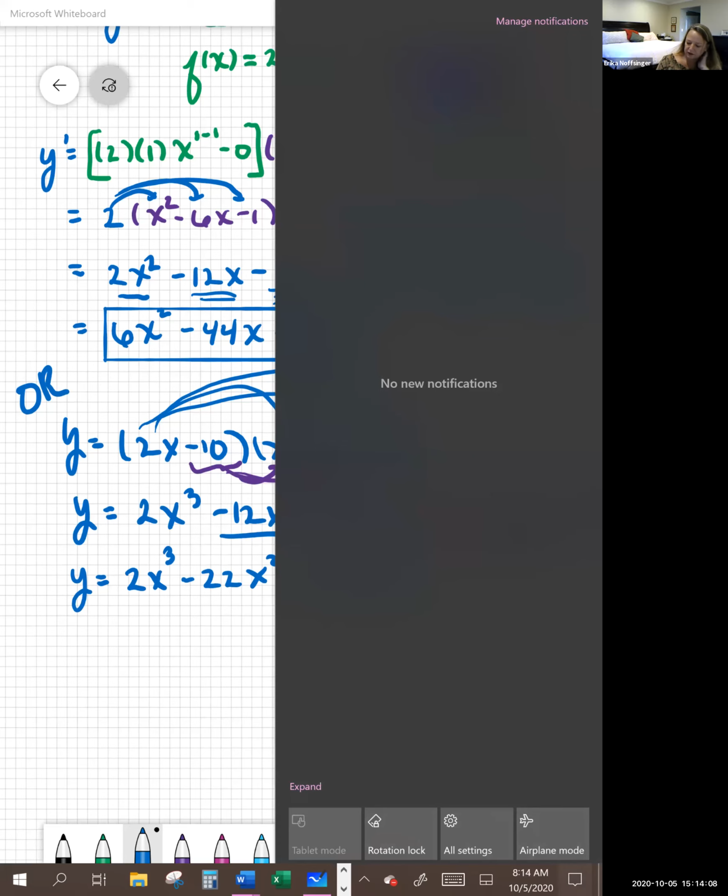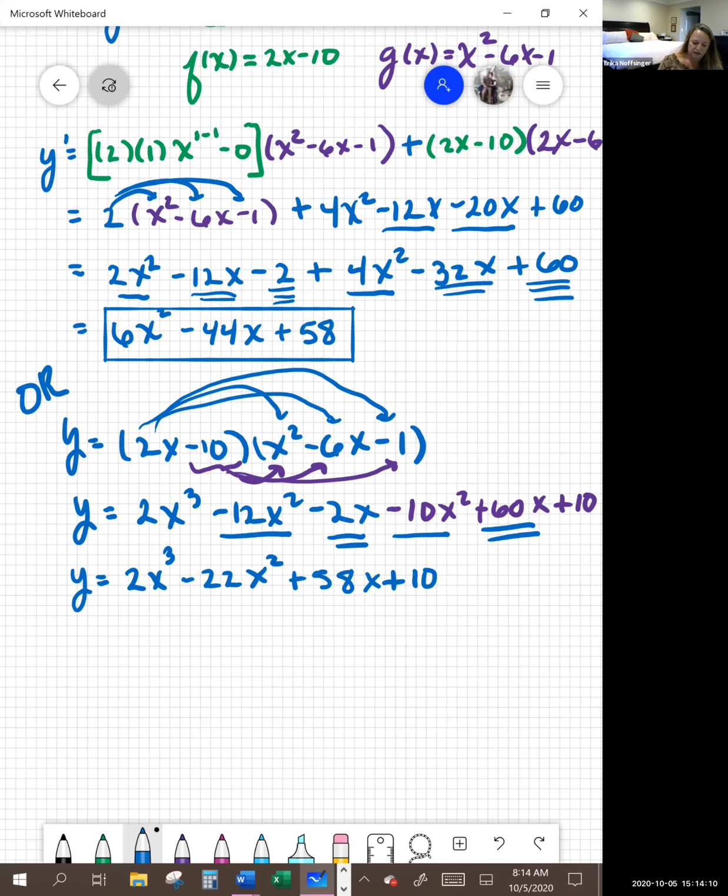And then, okay, it's plus 10. So now taking the derivative. So bring our power down front. We're going to have 6 x cubed, subtract 1 from our power, so 3 minus 1.